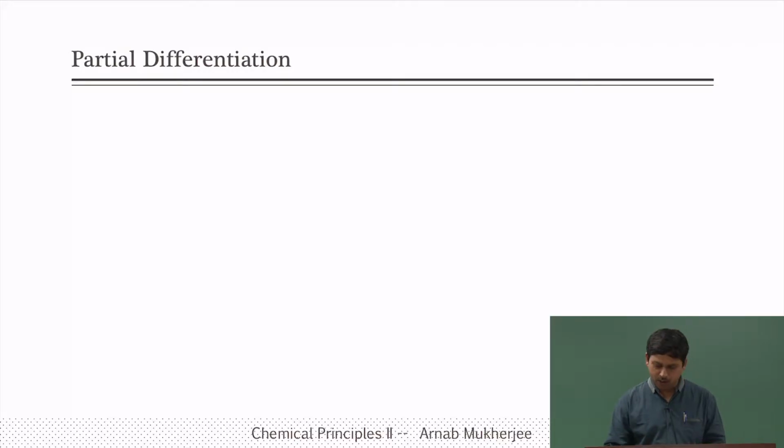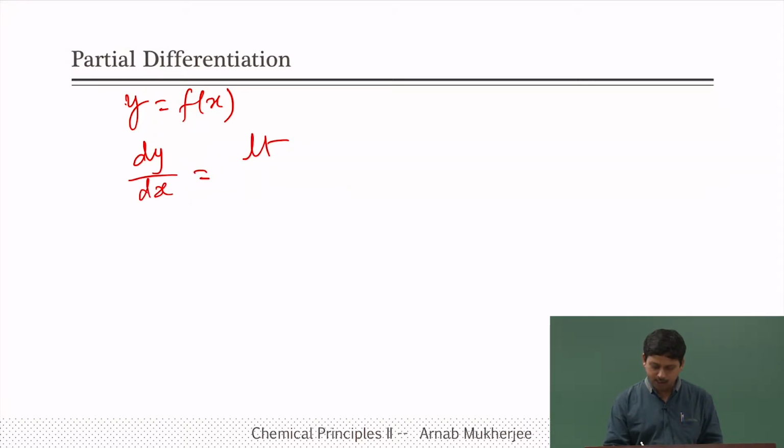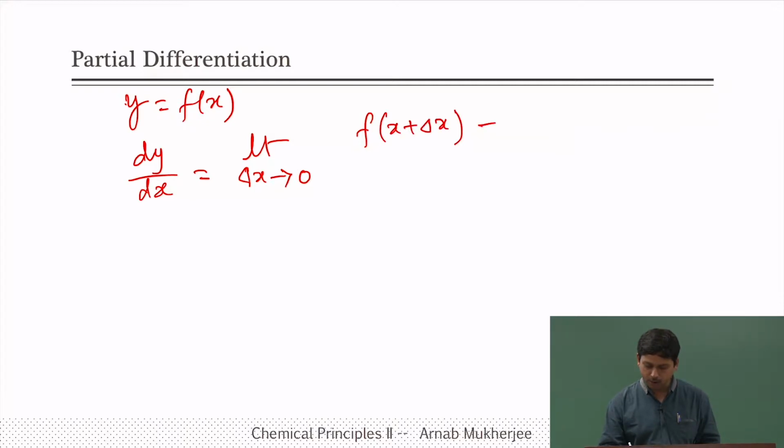Now, if a function depends on only one variable, let us say we call it f(x), let us say y = f(x) is a function, and we want to know how this particular function changes with respect to x, then what do we do? We do a differentiation, dy/dx. So, what dy/dx tells us from first principle is that as delta x tends to 0, how f(x) changes from f(x) to f(x + delta x).